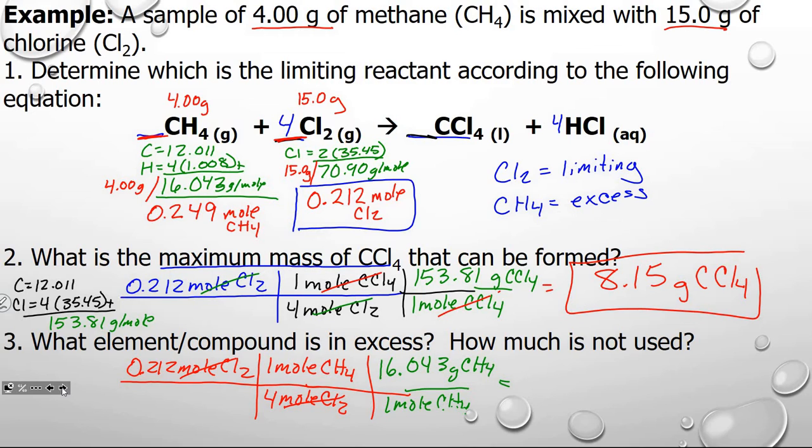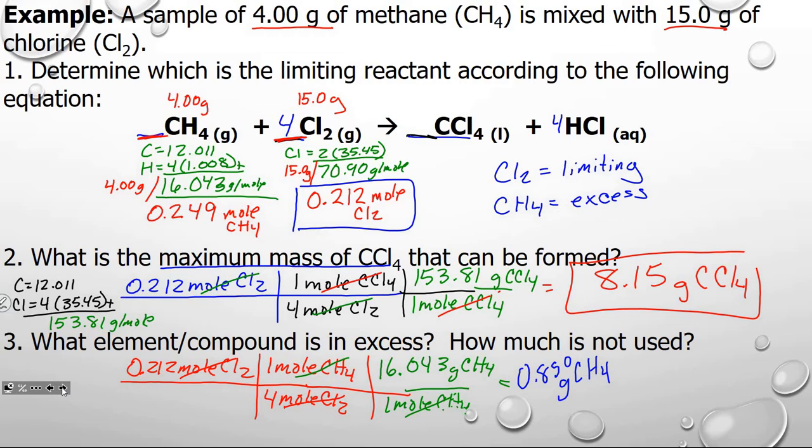And I can times that through. So I'm going to go 0.212 times 16 divided by 4. That will tell me how much I used. Not how much is left over, but how much did I use. So let's put an answer here of how much I used. And we need 3 significant figures. 0.850. Okay, that's how much I used.